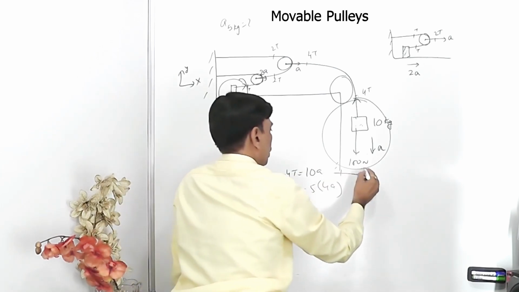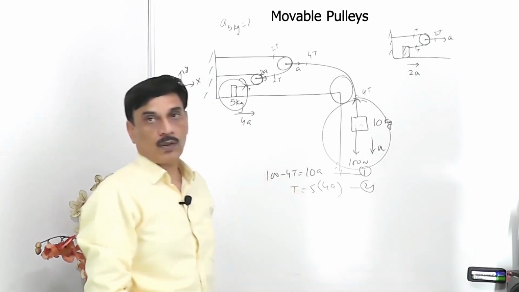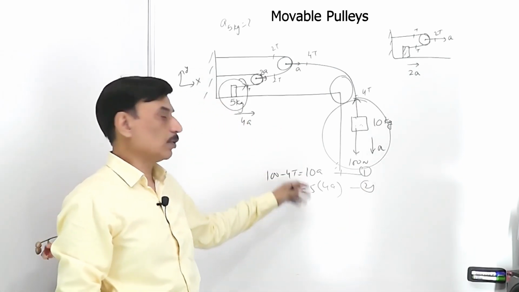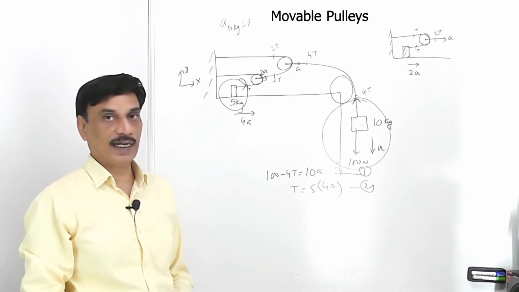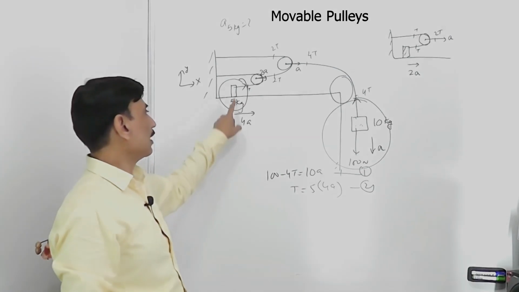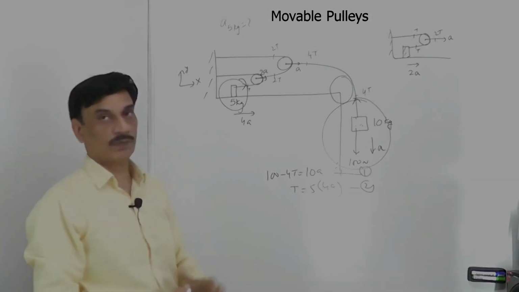So we have two equations, 1 and 2. We can put the value of T from here to here and we can get the value of acceleration. Once we get the value of acceleration, please don't forget to multiply with 4 to get the acceleration of the 5 kg block.